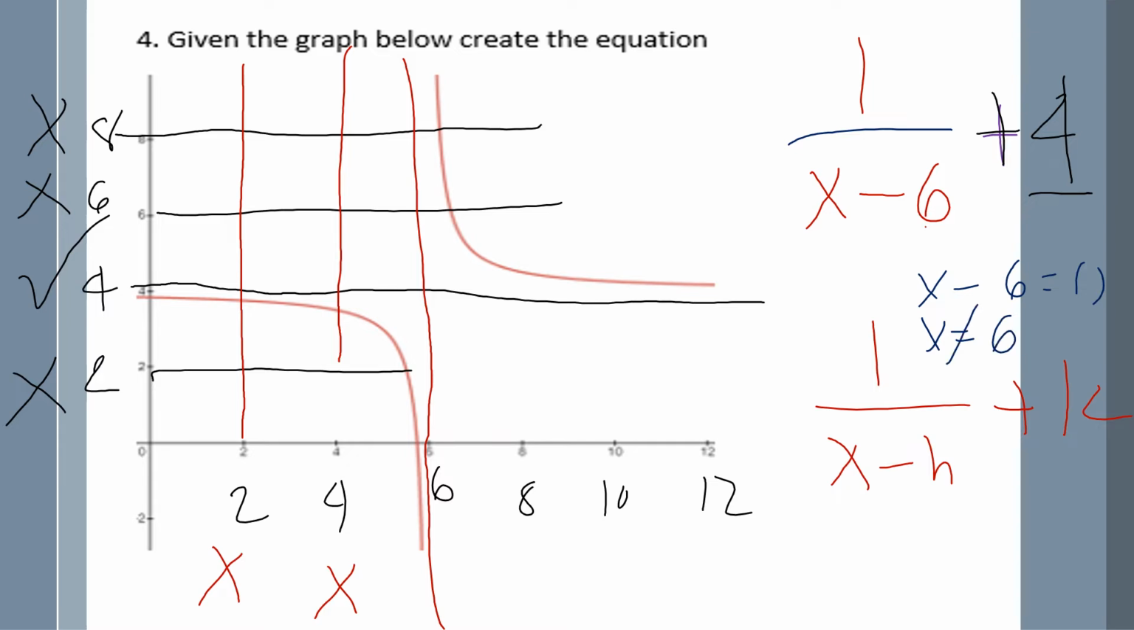So also think of it in terms of the graph. I can't have positive 6 because if I put positive 6 there, it'd be undefined. So look at it like that.